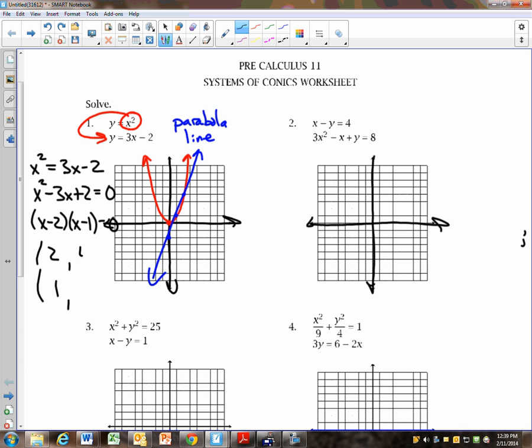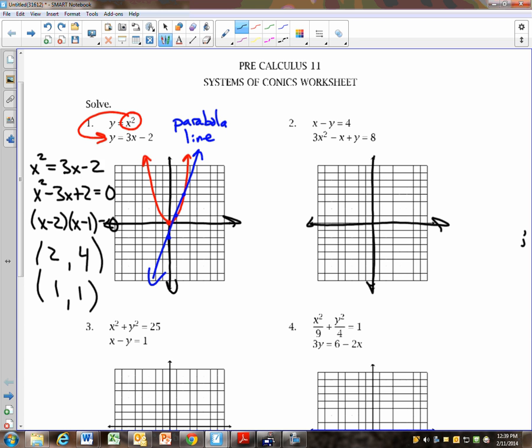2 squared is 4. 1 squared is 1. Do those points seem to fit with my drawing? Are they reasonable? I would agree. They're reasonable. So I'm confident with what I drew there, and I'm confident with my answers. Any questions on the first one? Pretty straightforward, huh? Let's look at one that's not. Go ahead. I plugged the 2 back in. 2 squared was 4.